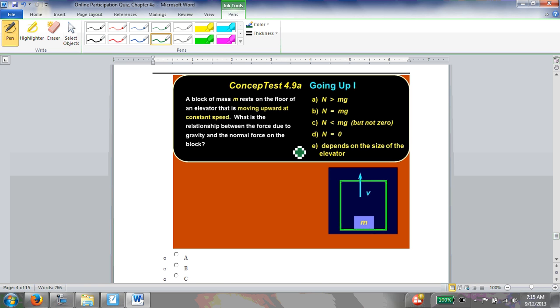A block of mass m rests on the floor of an elevator being moved upward at constant speed. What is the relationship between the force due to gravity and the normal force on the block? All right, well, I'm going to return to Newton's second law. I have this is my normal force, and then this is my force weight. I know from Newton's second law that the sum of the forces equals ma. In this case, the acceleration is 0 because it's a constant speed, so this is 0. So I have Fn minus Fw equals 0, then the normal force is equal to the weight. So that's going to be B.